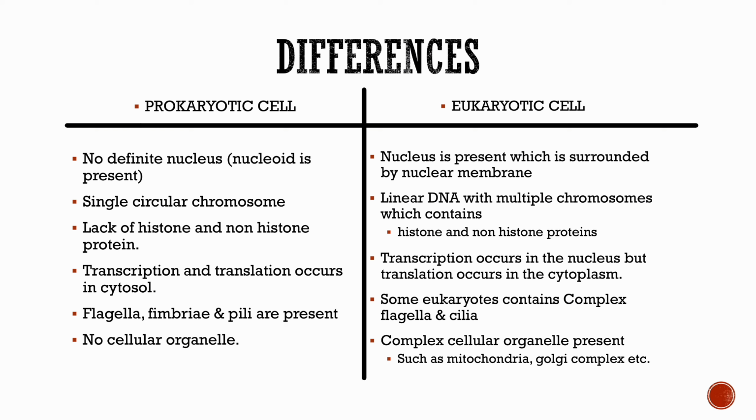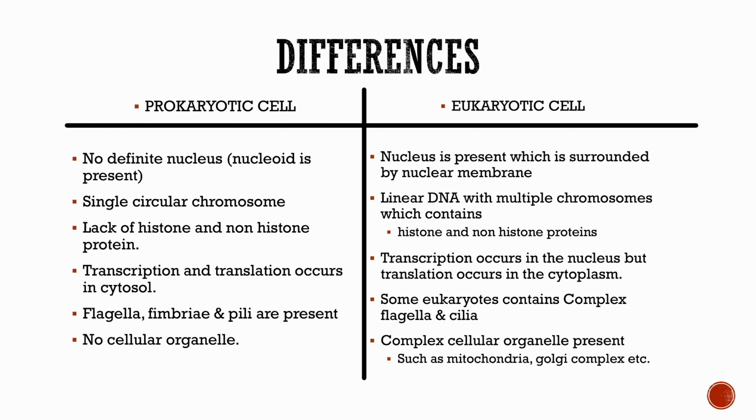In prokaryotes, both transcription and translation occur in the cytosol itself. But in eukaryotes, transcription occurs in the nucleus, that is, mRNA is synthesized in the nucleus, then post-transcriptional modification occurs and then it enters the cytosol, then translation proceeds. So it occurs in two different compartments.